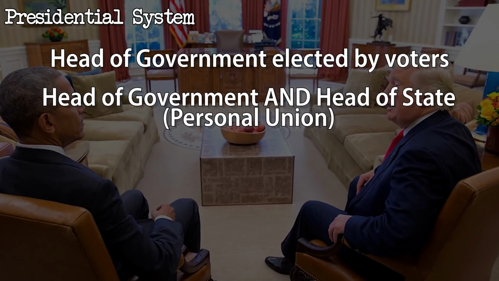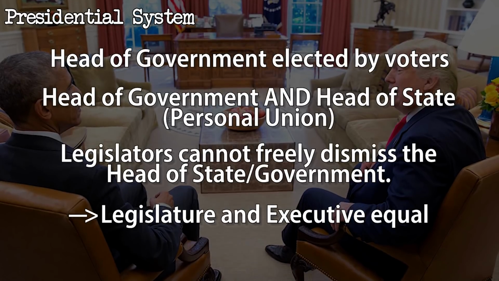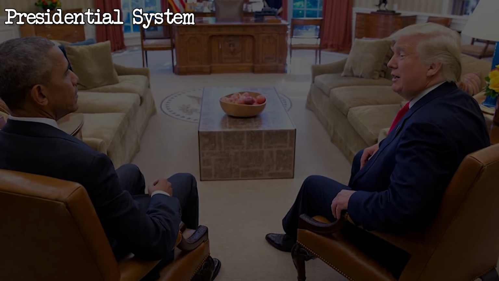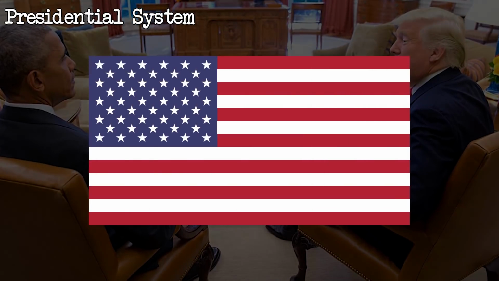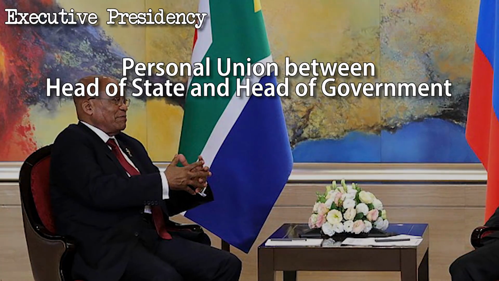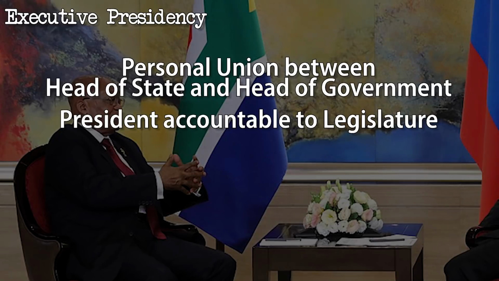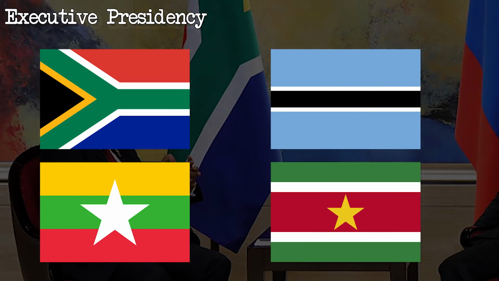In a presidential system, the head of state is not accountable to parliament, and it is not intended, except in cases of utmost emergency, for the head of state to be removed from office by parliament. The most famous example of a presidential system is the United States of America. Some countries utilize the concept of executive presidencies, where the head of state and head of government are the same person, but they are accountable to parliament, making them a mixed case. Examples of executive presidencies are South Africa, Botswana, Myanmar, and Suriname.